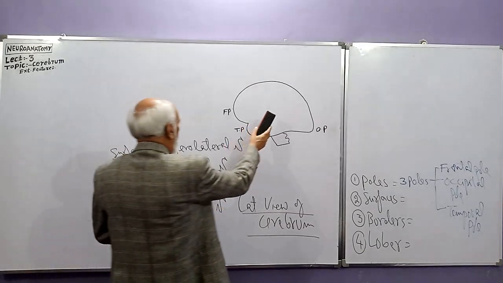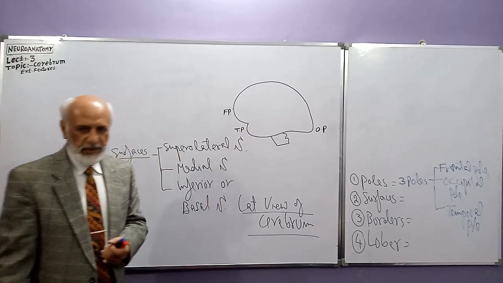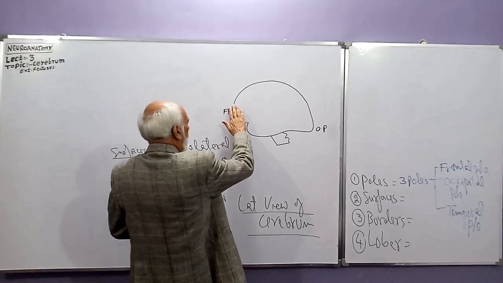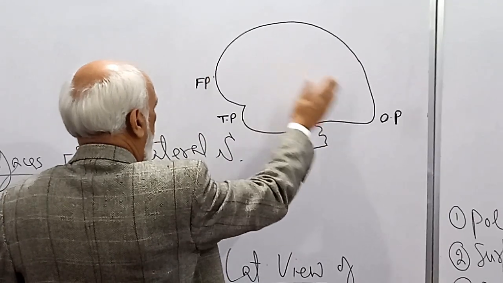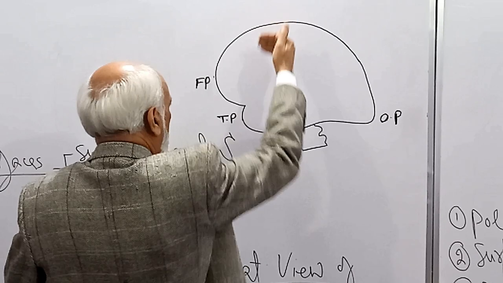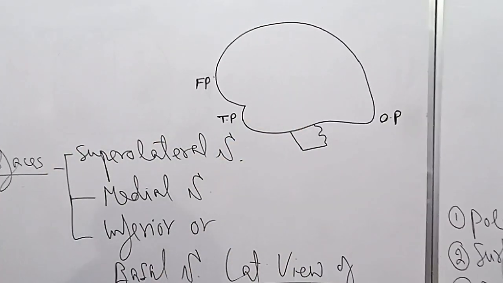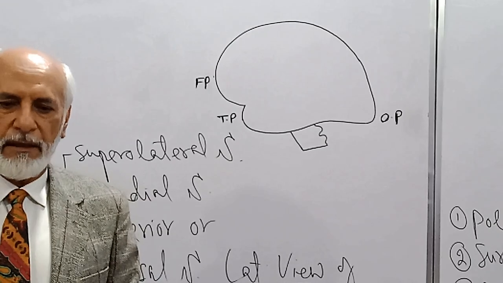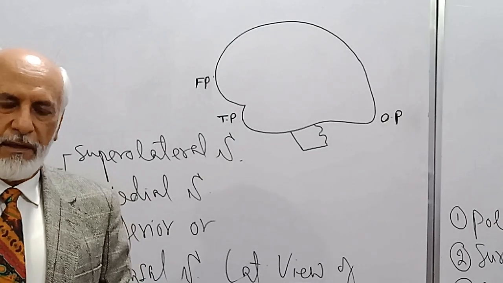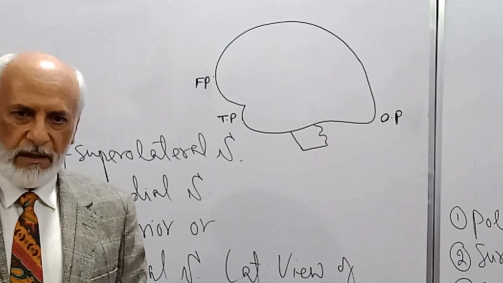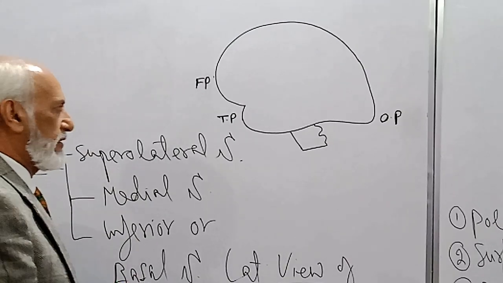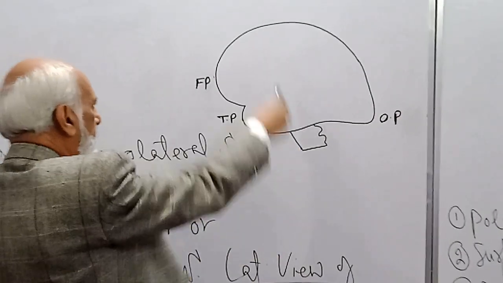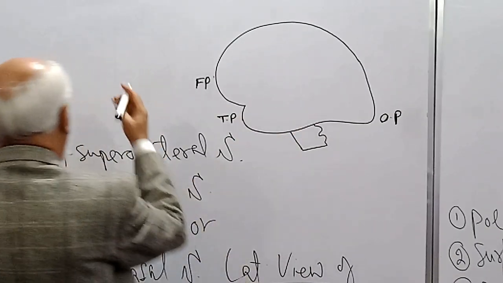Now this diagram shows the supralateral surface of cerebrum. It is convex from before backward and from above downward. The convexity is to accommodate the curved inner aspect of the vault of the skull. So supralateral surface is convex from above downwards and from before backwards.